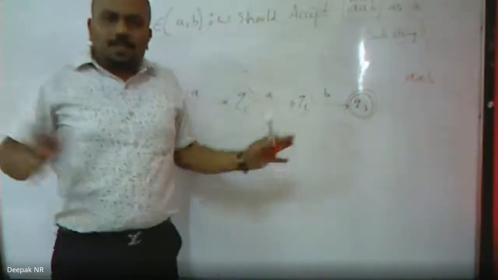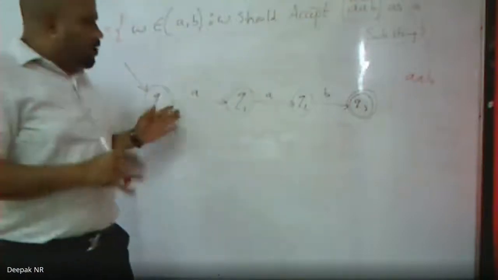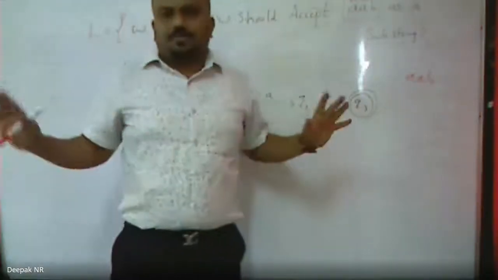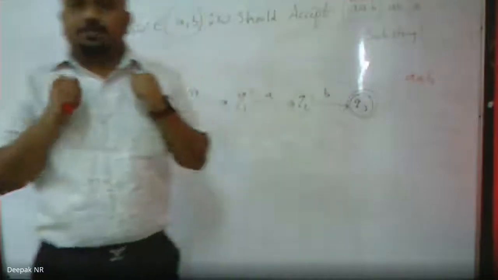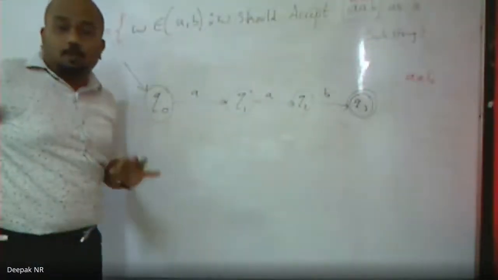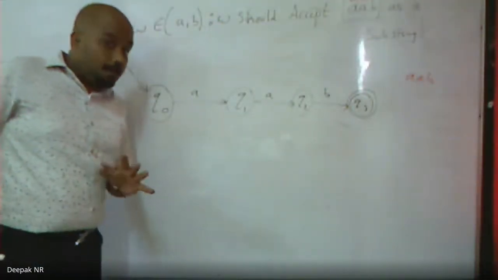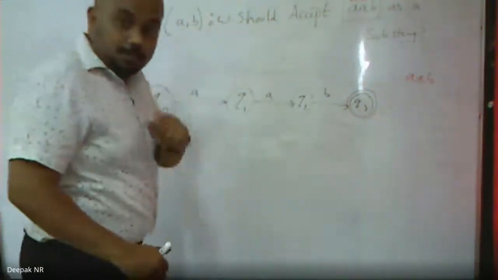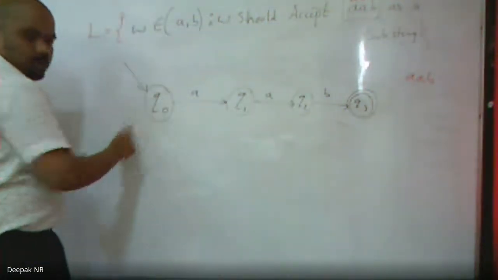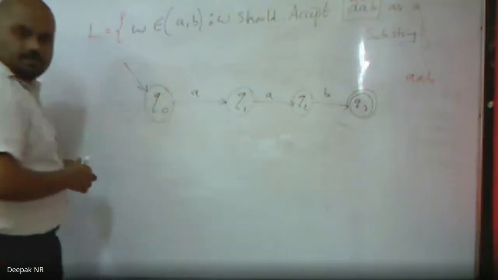AAB should be a substring. Minimal string is AAB. Whenever I get A and a B, I have to be in a final state. Yep. The first step is done. And the next one, as I say, is to make a proper DFA diagram. When I say a proper DFA diagram, both the symbols A and B must be used. Q0. A is being sent. B.